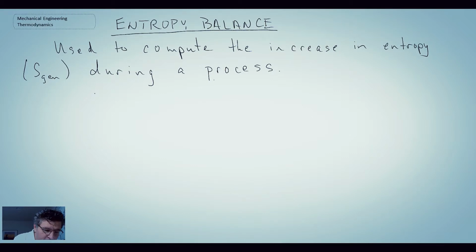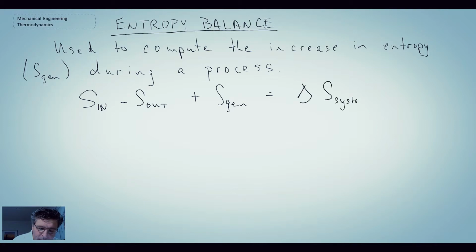So the equation that we're working with is entropy in minus entropy out plus entropy generation is equal to the change in entropy within the system. And the units of this equation are in kilojoules per Kelvin.